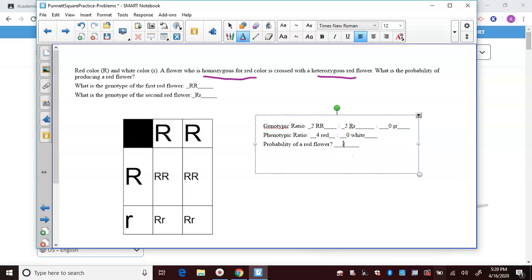So then it says, what is the probability of a red flower? So if these two red plants were crossed together, the potential offspring would then be all red. So it says, what's the probability? You would say 4 out of 4, or you can say 100%. So that's how you would do one of these problems.